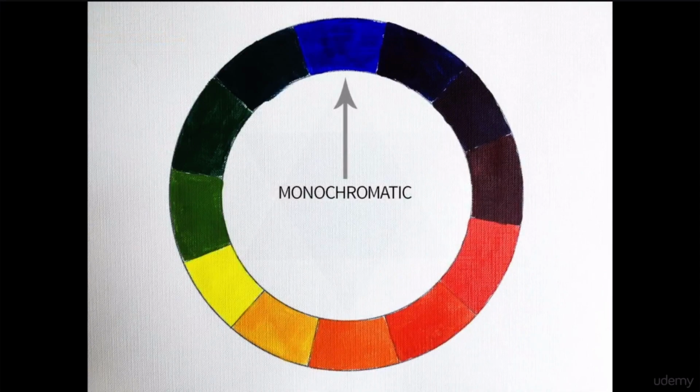We'll start with monochromatic. Monochromatic literally means one color, and it is a color scheme made up of one color and the tints and shades of that color. A complementary color scheme consists of two colors that are directly across from each other on the color wheel. Complementary schemes provide high contrast. An example of a complementary scheme is blue and orange, or red and green, or violet and yellow.